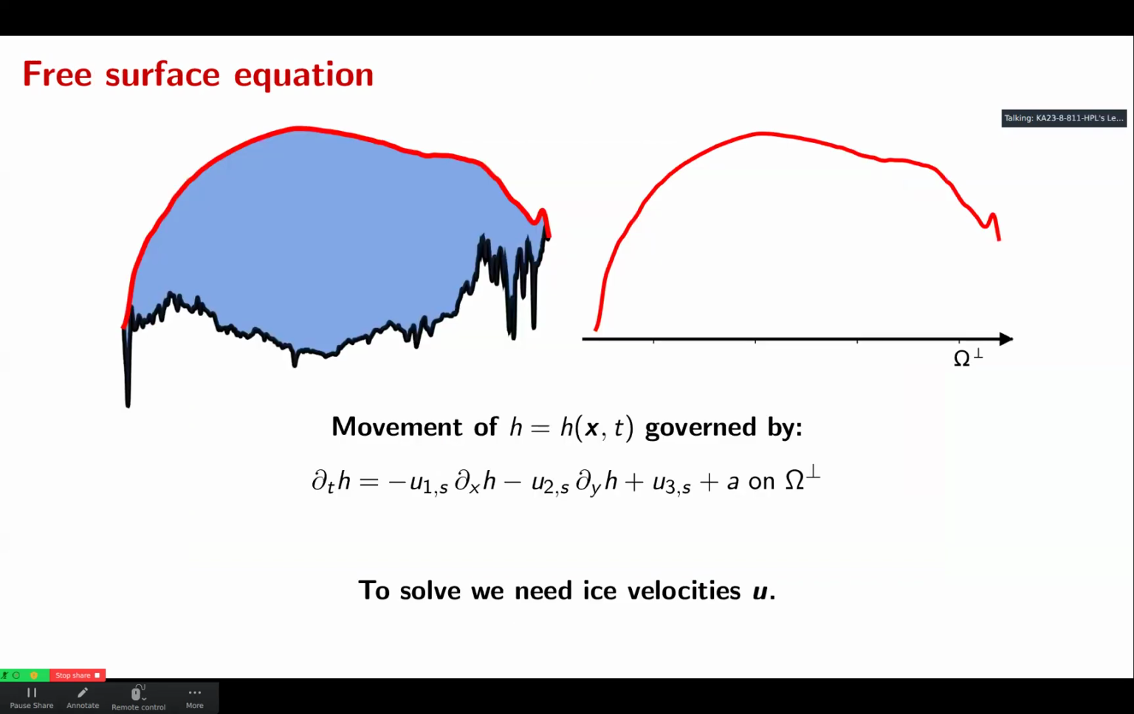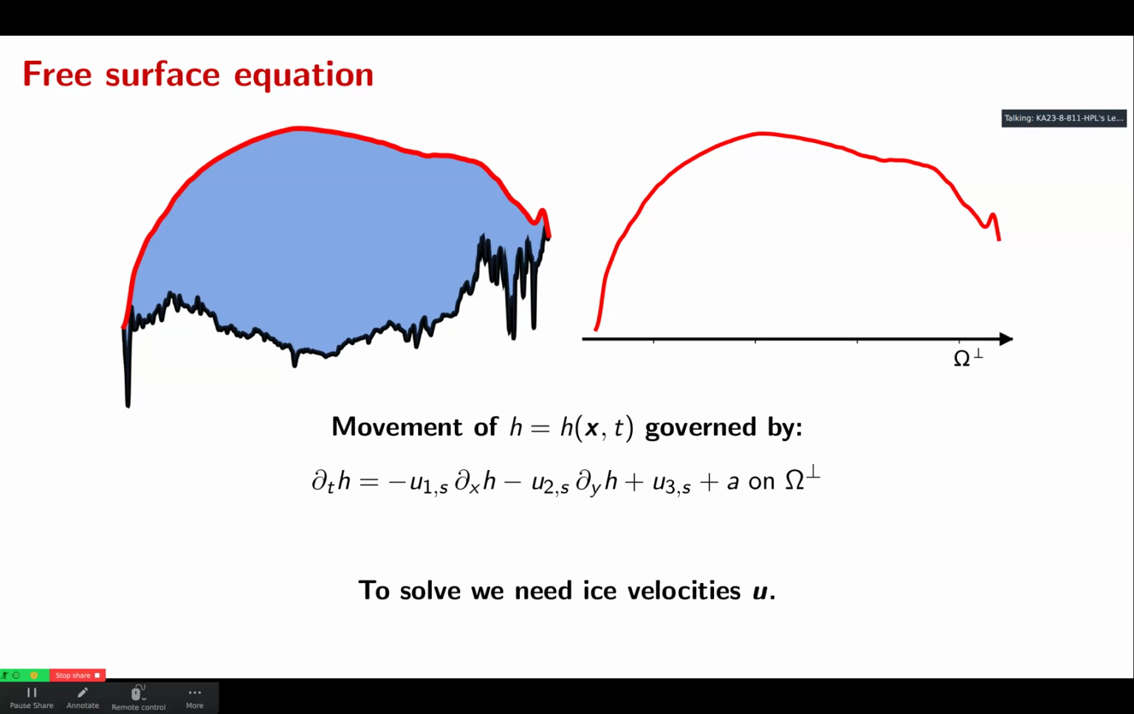So there are several different models that are coupled together to perform an ice sheet simulation. And the first one I will start with is the free surface equation. Consider that this is a 2D slice of Greenland. And what we are typically interested in ice sheet simulations is how this upper surface moves in time. How does it deform?